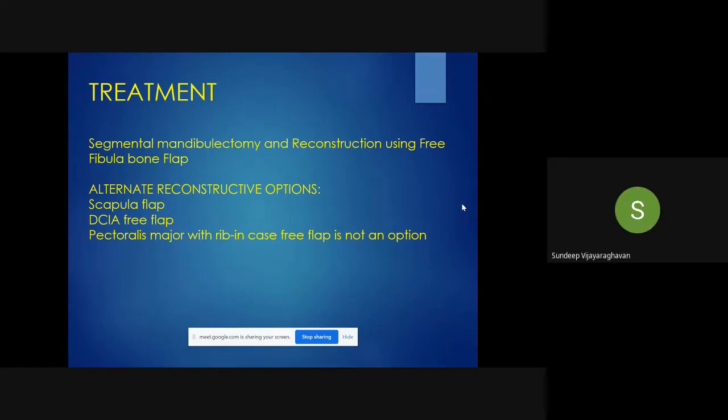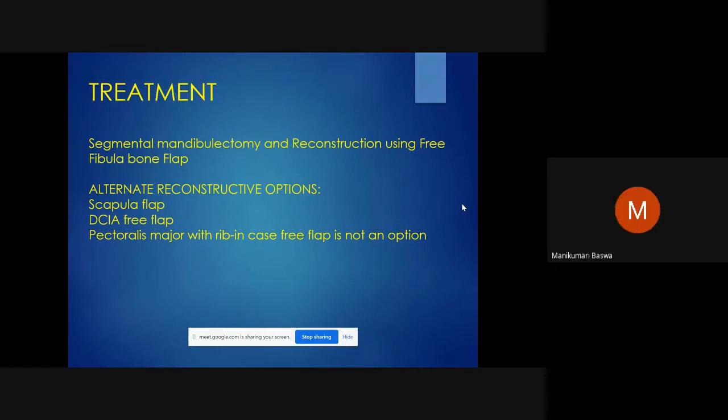Yes, sir. What is the vascular anatomy of DCIA? So the deep circumflex iliac artery is the branch of the external iliac, the direct branch of the external iliac. It can't be a branch of another artery. Most commonly, it's external iliac. Second common? It's external iliac itself. No. First is external iliac, second is femoral. Okay, sir.